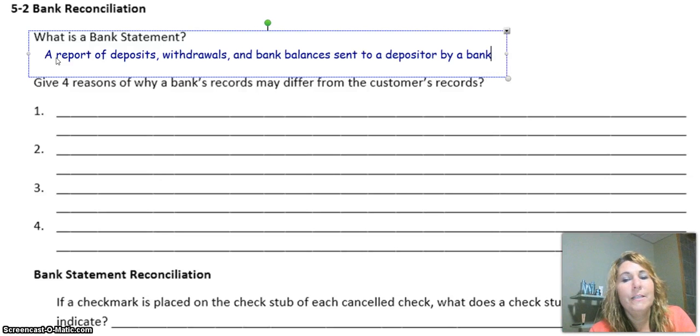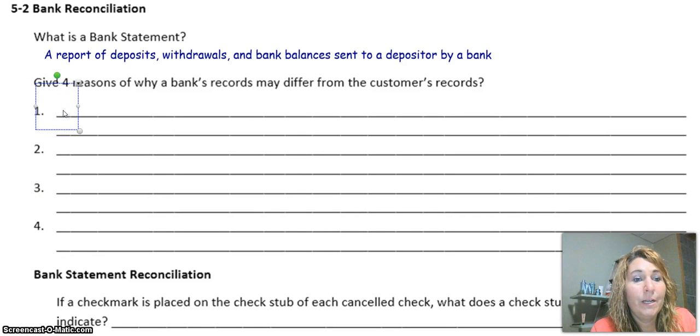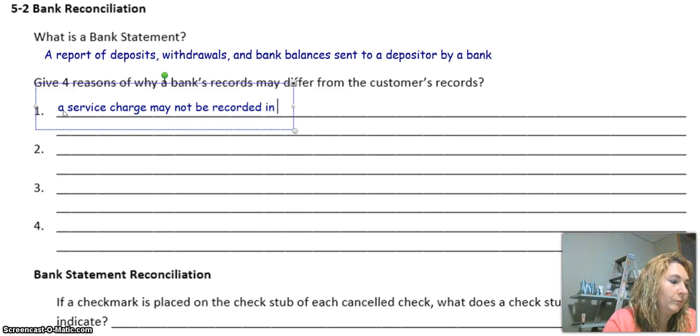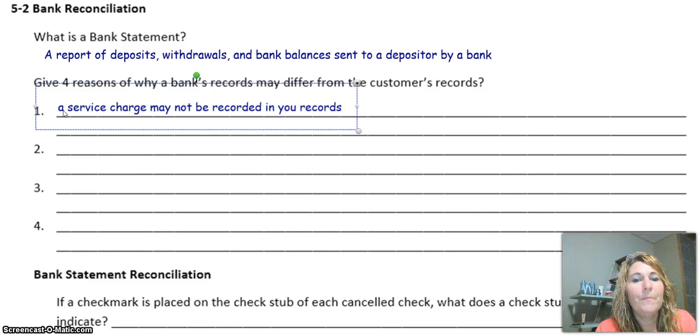So basically, it is the bank's report of what they have, a record of what you did during the month. Usually it's a 30-day period. Sometimes the bank records may be different than the customer's records, and there are 4 reasons for this, also listed on page 124. The first reason is that a service charge may not have been recorded in the depositor's bank records. Maybe there's a monthly service charge that the bank charges you, but you don't have it in your records. I'm just going to list it as a service charge may not be recorded in your records.